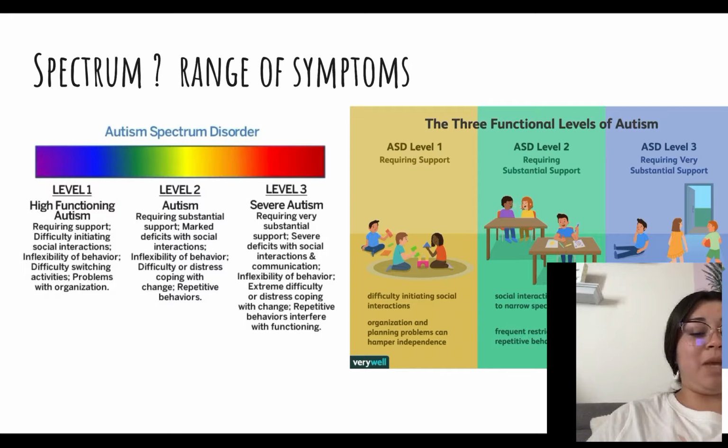What does spectrum mean? It's a range of symptoms. ASD can range from gifted to severely challenged, as you see in the photo on the left. Level 3 is severe and level 1 is high functioning. Some may need less help and some may need more, such as you see in the figure on the right. Level 1 is high functioning and level 3 is needing substantial support. And it begins in early childhood and lasts throughout a person's life.